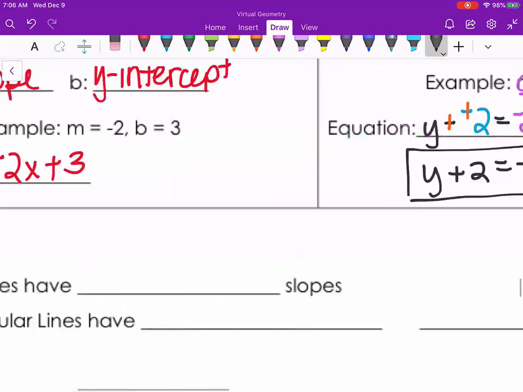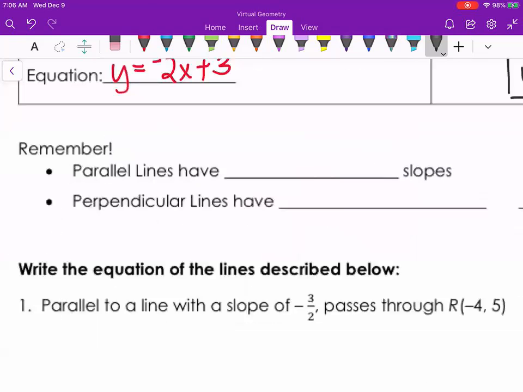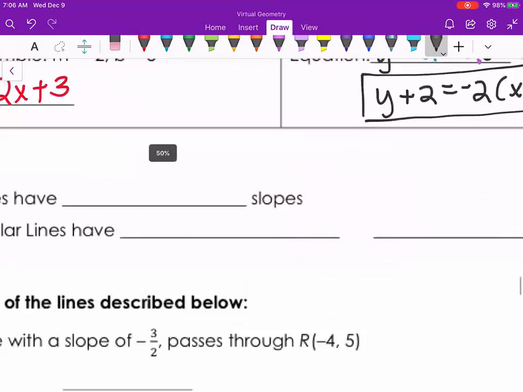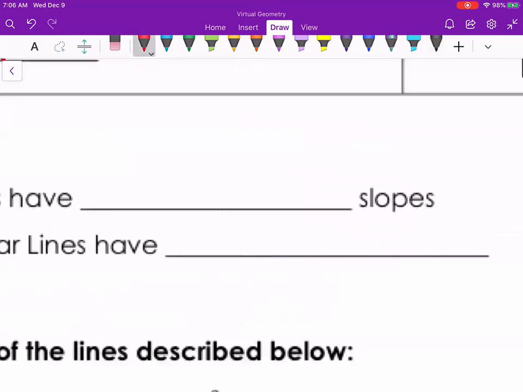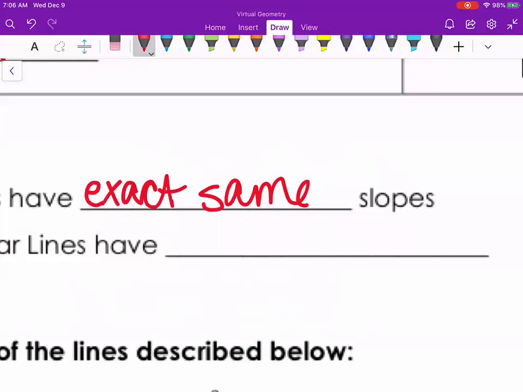So a couple other things to remember when it comes to parallel lines and perpendicular lines and their slopes. Parallel lines have the exact same slope. If the slope of one is 5, then the parallel also has to have a slope of 5. They have to have the same rate of change, the same rise over run, whatever the case may be, but they have to have the exact same slopes.